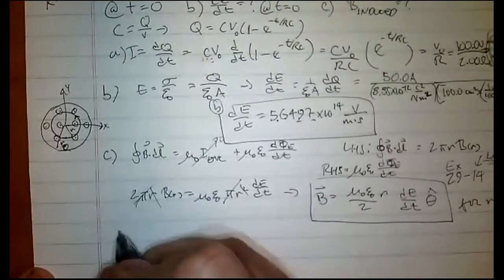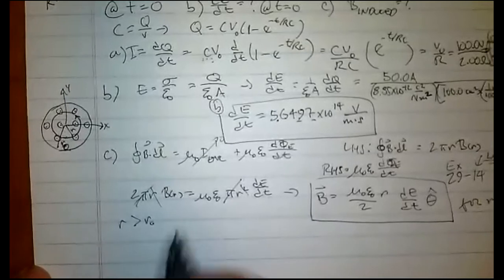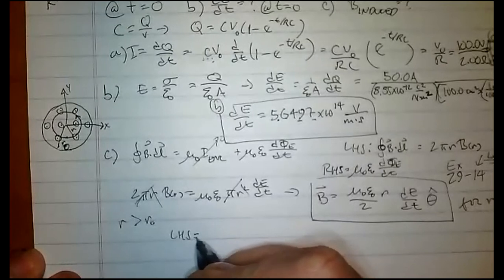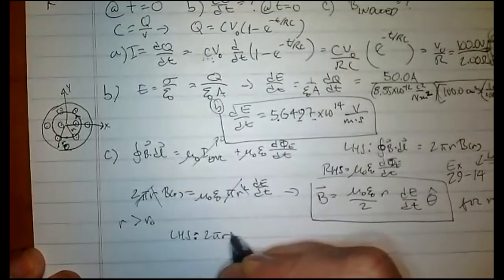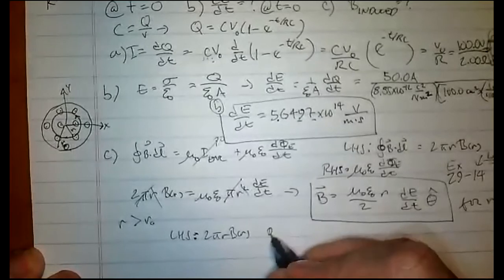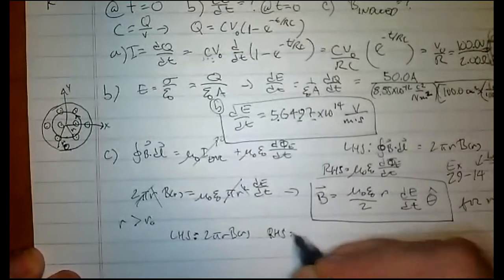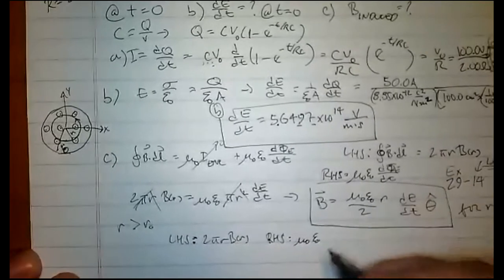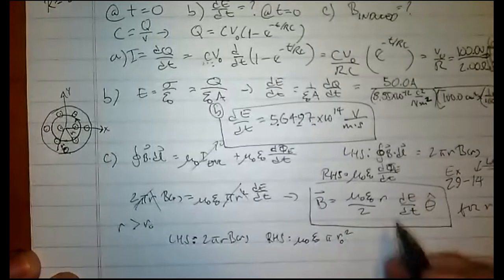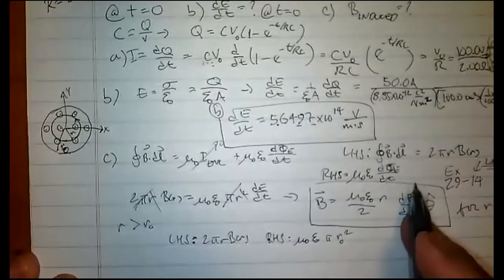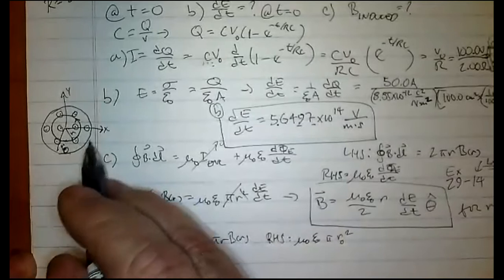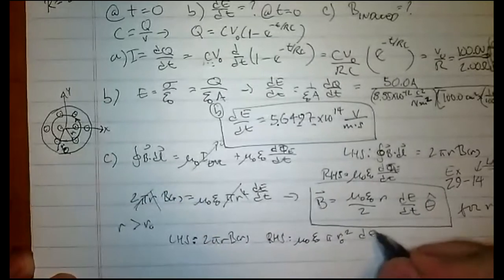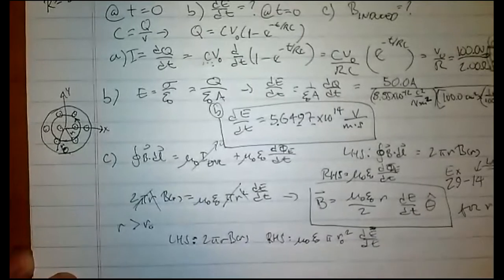For r greater than r0, then the left-hand side is still going to be 2 pi r B of r, but the right-hand side is going to be mu 0 epsilon 0 pi r0 squared, because remember, we're calculating the flux, but only where there's electric field. The electric field is going to stop sharply there. So this will be r0 squared dE/dt, no vector symbol.